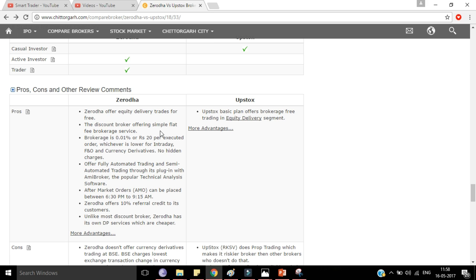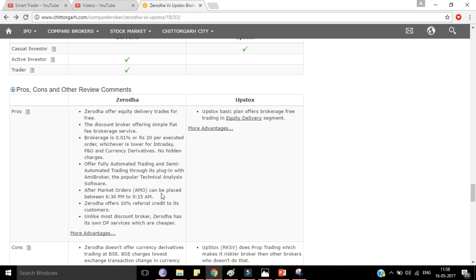Great. Discount broker offering simple flat fee brokerage service. Brokerage is 0.1% or 20 per equity order, whichever is lower for intraday, FNO and currency derivatives, no hidden charges. That's really great. Offers fully automated trading and semi-automated trading through its plugin with AMI broker. That's great. A popular technical analysis software. So this is something which I really like.